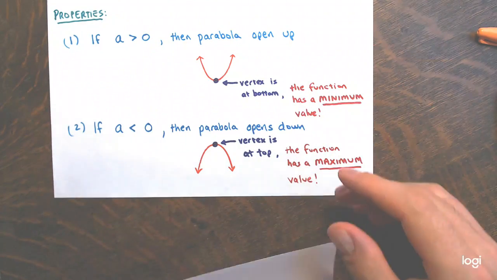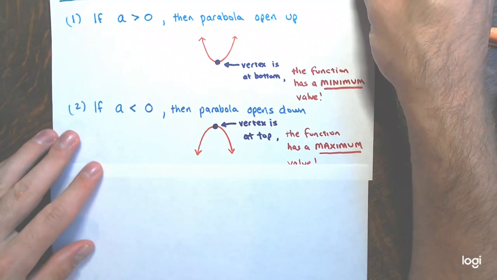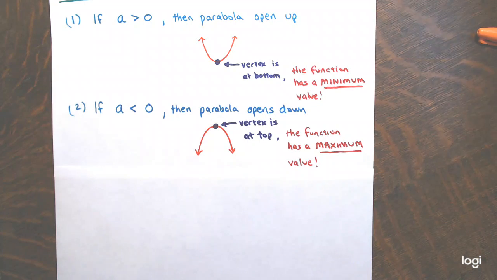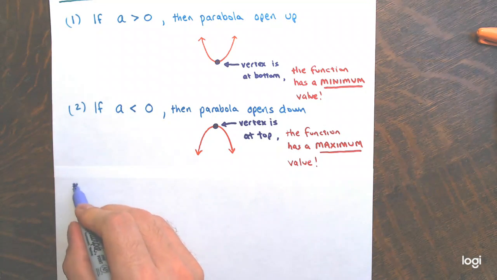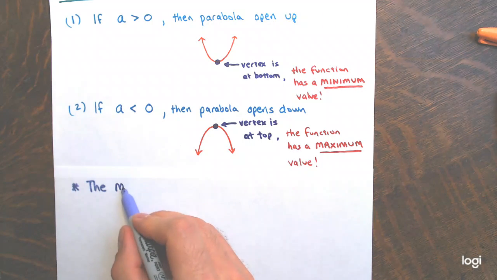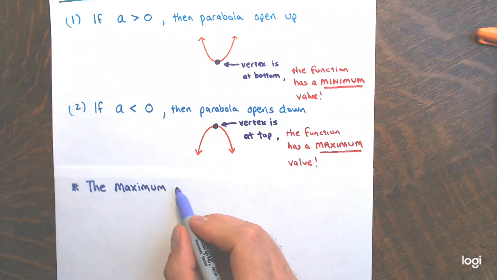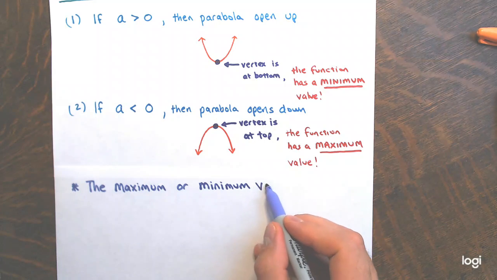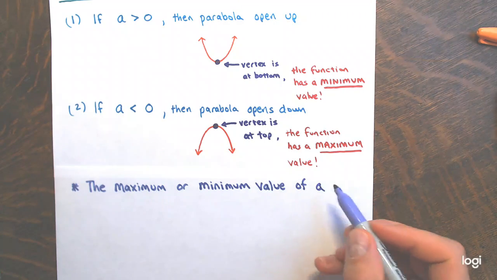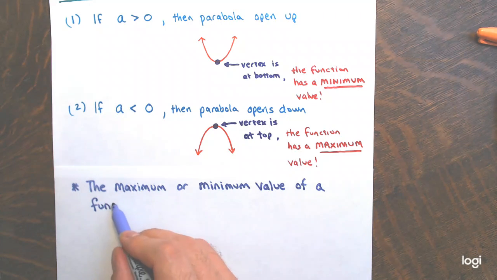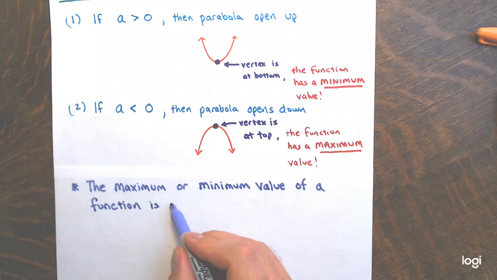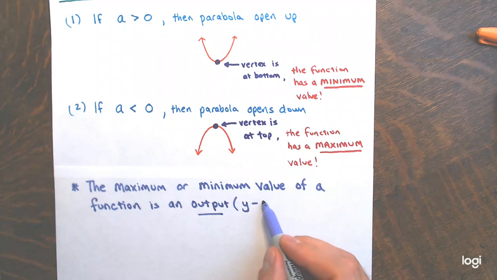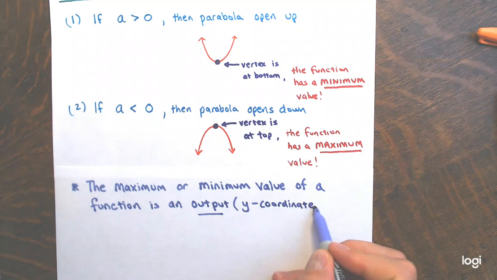And let me make that note as well. I've mentioned that when I say the value of a function, I'm talking about y coordinates, y values, outputs. So let's make that note. So note here the maximum or minimum value of a function is an output. It's an output, a y coordinate, if you want to call it that, a y value.